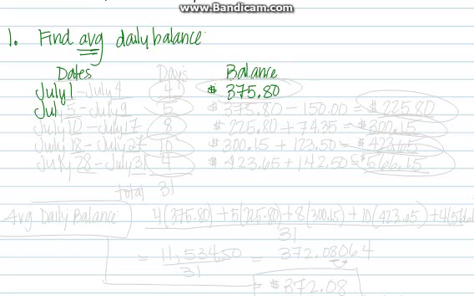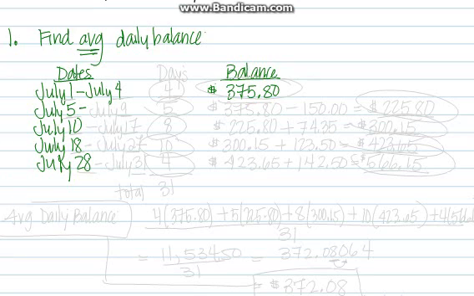July 5th, something happened, so our balance will change. So I'll make that a new line. Similarly, July 10th, we made a charge. July 18th, we made another charge. And July 28th, we had another charge. So if we're trying to see when our balance was these certain amounts, we need to know through what days these were occurring. So July 1st through July 4th, we were at $375.80.